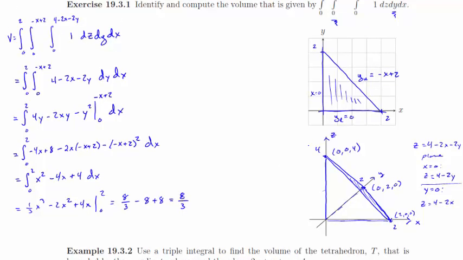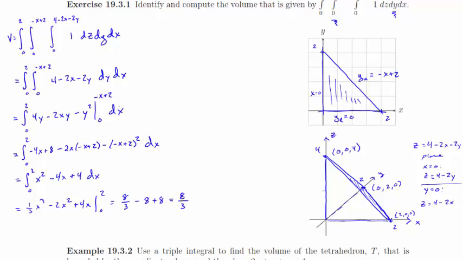So the volume of this pyramid is the triple integral from 0 to 2 of the integral from 0 to negative x plus 2 of the integral from 0 to 4 minus 2x minus 2y of 1 dz dy dx. When I take the antiderivative with respect to z, we get that this equals the integral from 0 to 2 of the integral from 0 to negative x plus 2 of 4 minus 2x minus 2y dy dx. This equals the integral from 0 to 2 of 4y minus 2xy minus y squared, evaluated from 0 to negative x plus 2 dx.